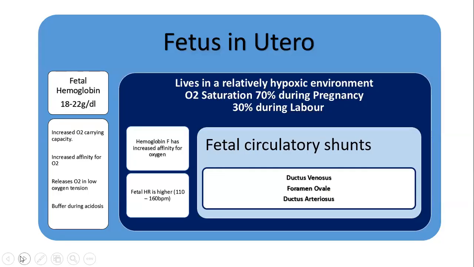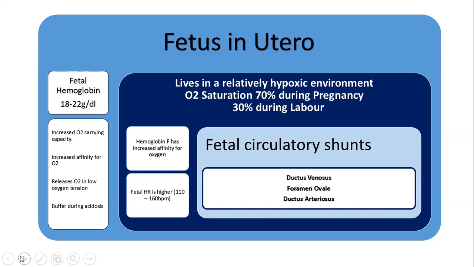Now, what environment is a baby living in? A baby lives in a hypoxic environment. Oxygen saturations are sitting at about 70% in pregnancy and 30% during labor because of all the contractions and mechanical activity happening in labor. So the baby has adjustments to this.